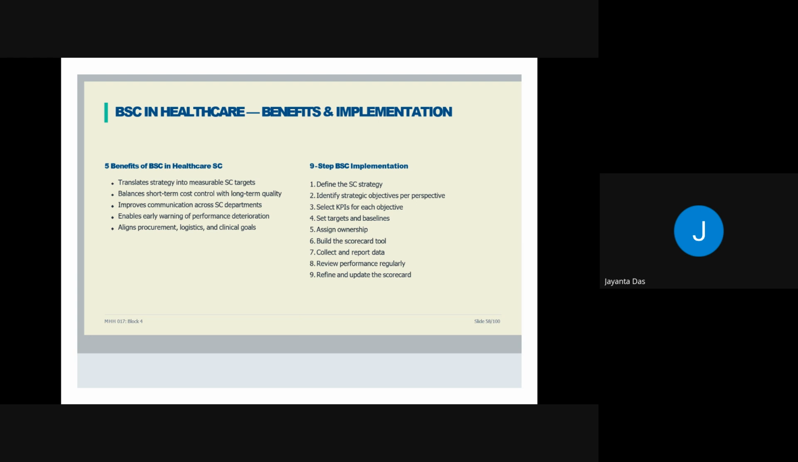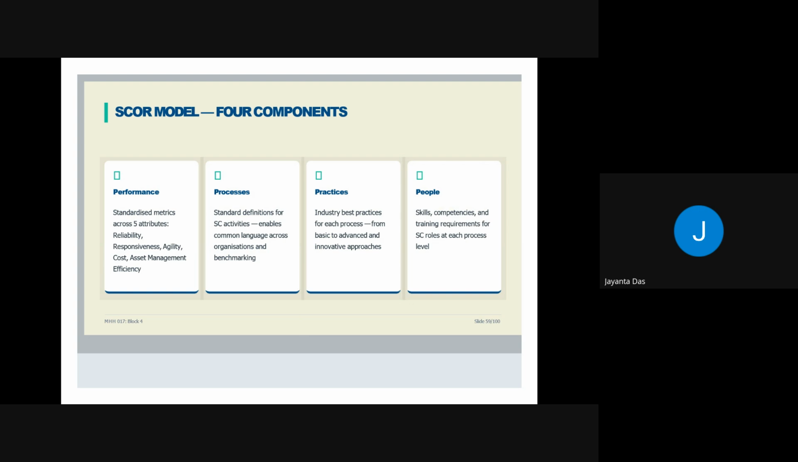So there are 9 steps of implementation. Define the supply chain strategy, identify strategic objectives, select key performance indicators for each objective, set target and baseline, assign ownership, that is, who will be performing what role, build the scorecard tool, collect and report data, review the performance regularly, refine and update the scorecard. So that is how it becomes so helpful for the supply chain managers.